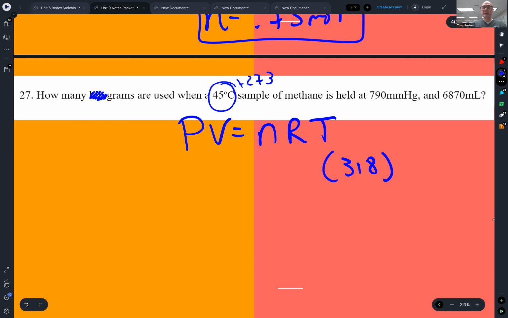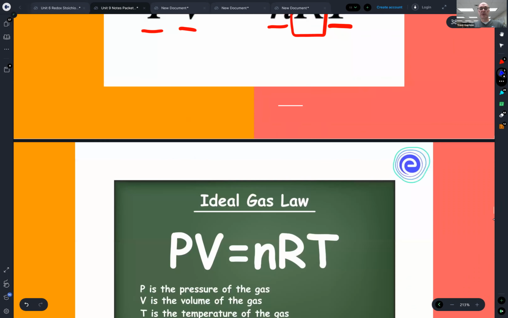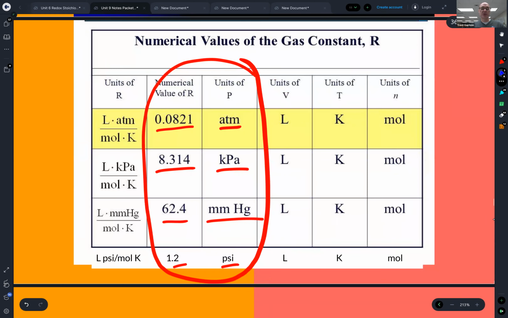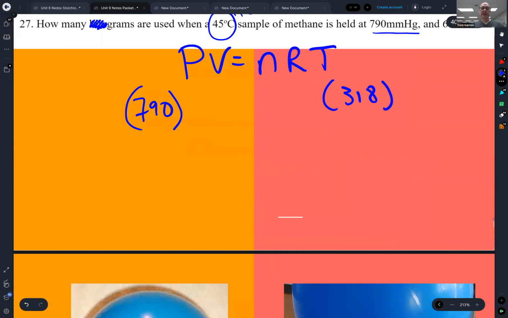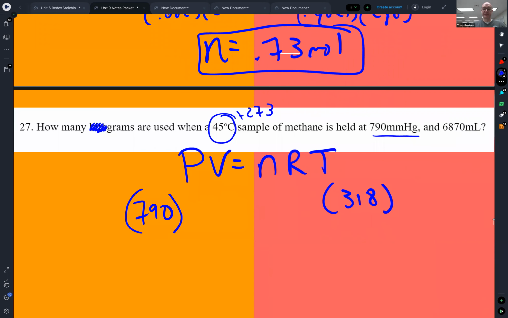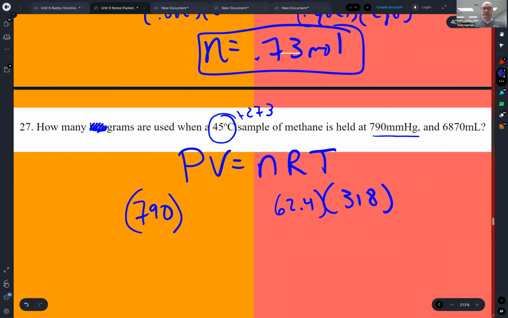The R value needs to match the pressure value. Well, I'm not quite sure what, oh, no, I am. Here it is. Pressure is 790 millimeters of mercury. And you're saying, how am I supposed to know that? Because it's a unit that you are unfamiliar with. So I'm going to look for the R value in millimeters of mercury. It's 62.4. My n value is unknown. That's what is not given to me. This is in milliliters. That means I need to divide by 1,000. That means I've got 6.87 liters.